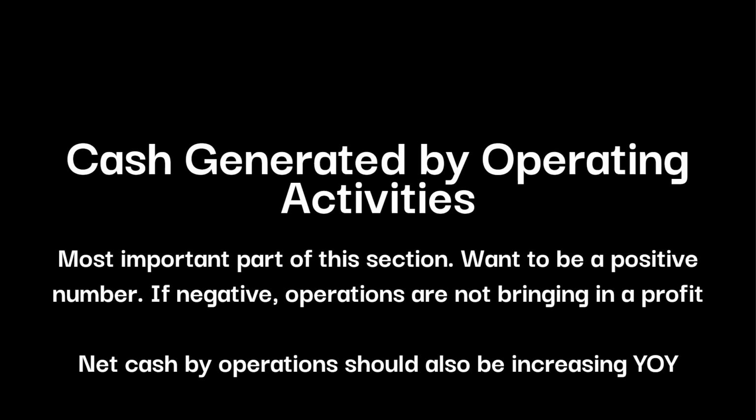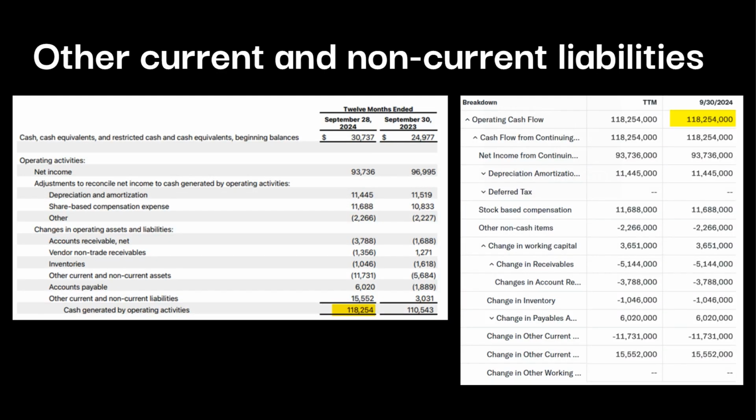And then cash generated by operating activities. So this is the most important part of the section. You want to see a positive number; if negative, operations are not bringing in a profit, right? And you should also be looking at this on a year-over-year basis. We're going to actually plot this out at the very end of the video in both Python as well as Excel. So stay tuned for that. There's a lot of stuff we could plot, but we're just going to plot that. And yeah, you can take a look at it, right?